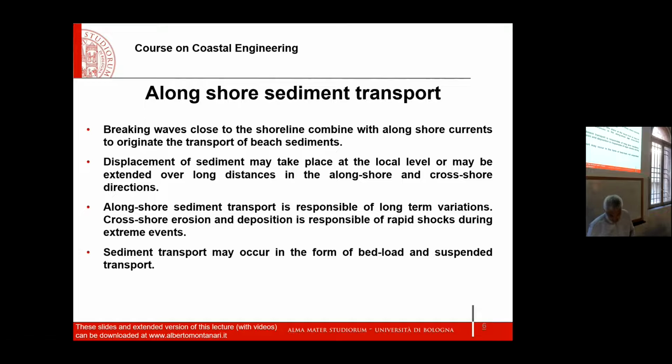And a second important consideration: sediment transport may occur along shore or across shore. Along shore means that the sediments travel parallel to the coastline. And across shore means that they are traveling perpendicularly to the coastline. These two processes typically take place at different time scales and spatial scales. So for the across shore sediment transport, the spatial and time scale are shorter with respect to the along shore.